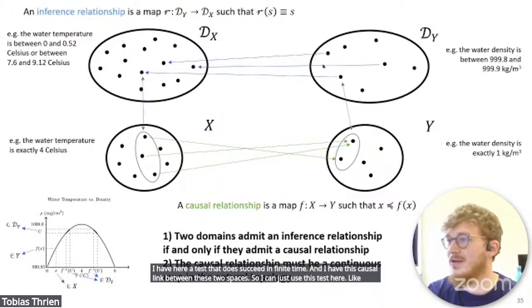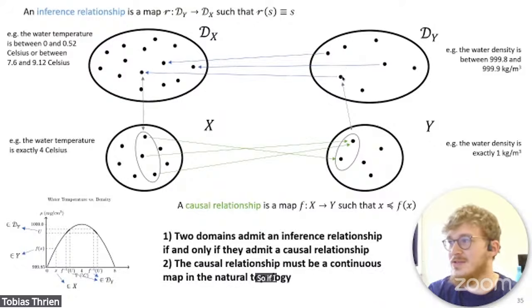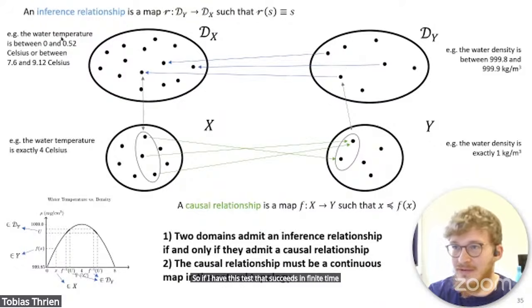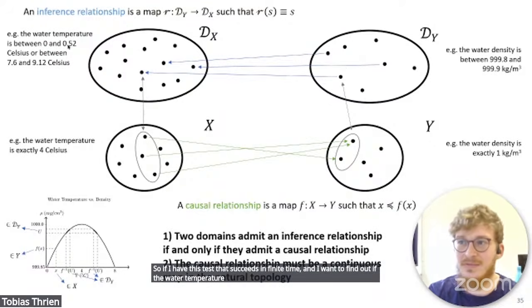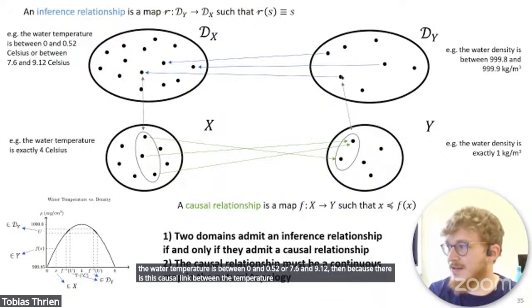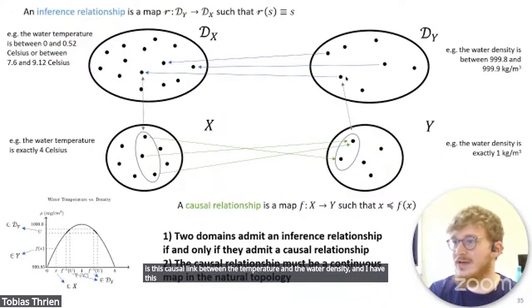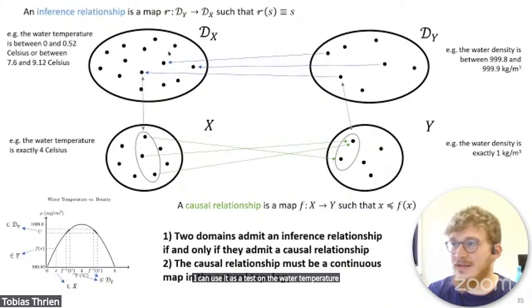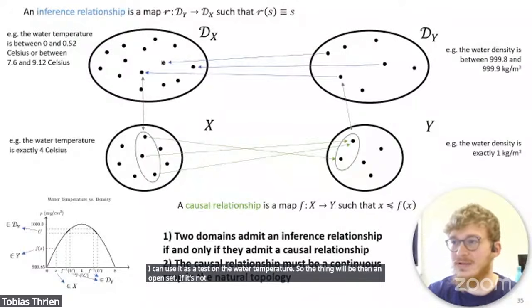Like I can test the water density to find out something about the temperature. So if I have this test that succeeds in finite time, and I want to find out if the water temperature is between 0 and 0.52 or 7.6 and 9.12, then because there is this causal link between the temperature and the water density, I can use it as a test on the water temperature. So the thing will then be an open set. If it's not, I should update my topology and make this an open set, basically.